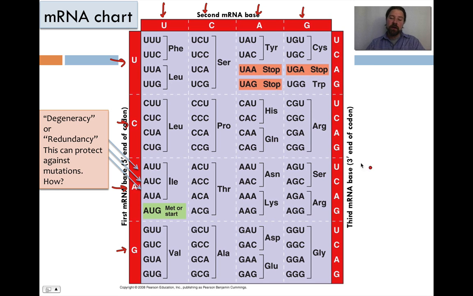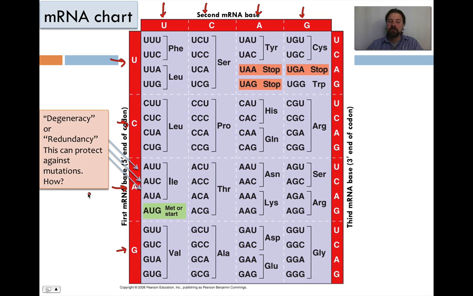And the third letter that we have in our codon is found over here on the right. And whenever we get a codon, we can then decipher what amino acid it would code for by looking at this chart, finding the first letter, crossing it with the second letter, and crossing it with the third letter. Okay, so a couple of things that I point out on this mRNA chart is the degeneracy or redundancy idea we were talking about a minute ago.